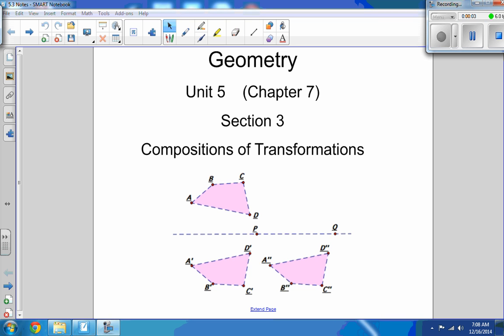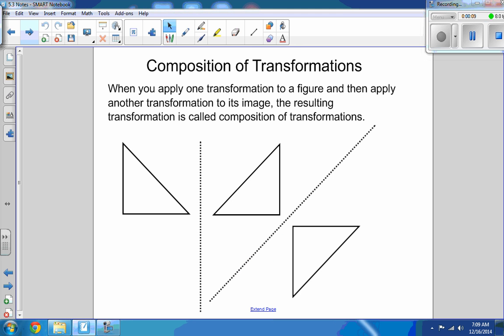Geometry, Unit 5, Chapter 7, Section 3, Composition of Transformations. When you apply one transformation to a figure and then apply another transformation to its image, the resulting transformation is called the composition of transformations.